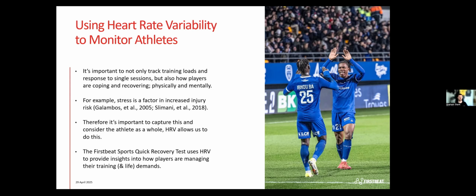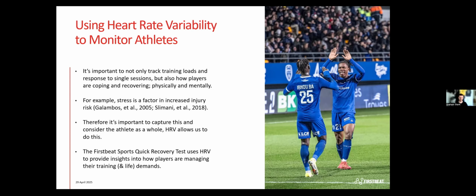If they've got mental stress, then that can be a risk factor for injury. So the mental and psychological side also get captured within heart rate variability. Even if they're coping really well physically, if they are mentally struggling, that's still going to play a part in their risk levels for getting injured. What that allows us to do is capture or view the athlete as a whole rather than just as a sports person.